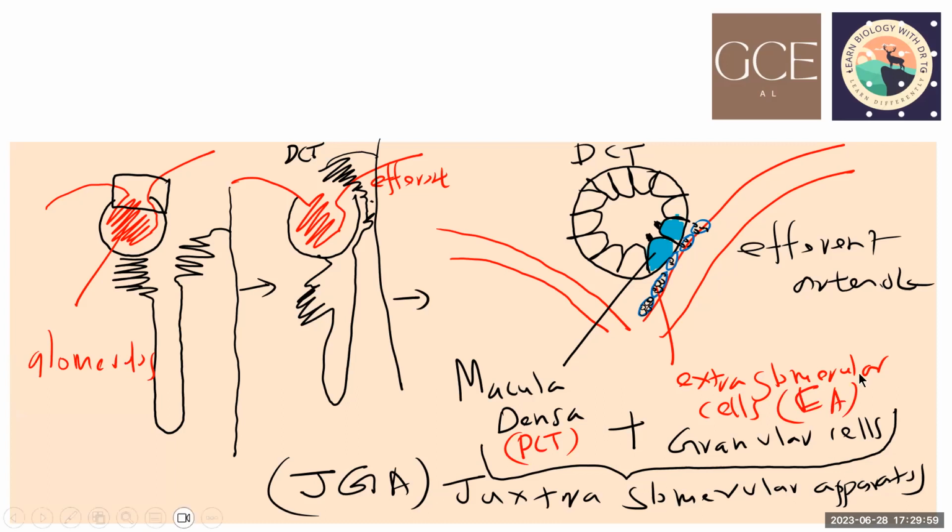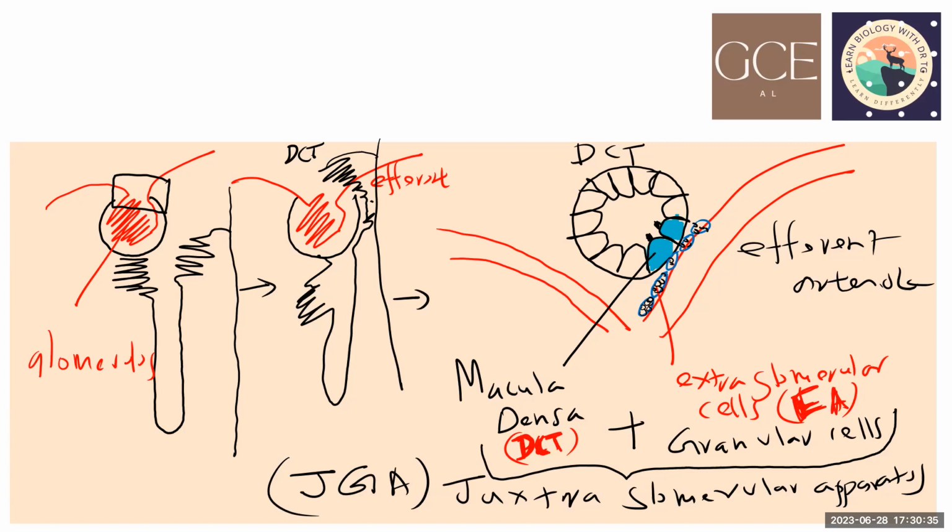Isn't it the distal convoluted tubule? Pardon? Macula densa from the distal convoluted tubule. Yeah, okay. This is the distal convoluted tubule. Yeah, DCT, distal convoluted tubule. We are not talking about proximal. It's only the distal convoluted tubule. The granular cells are from the efferent arteriole. Together, these two cells are called the juxtaglomerular apparatus.